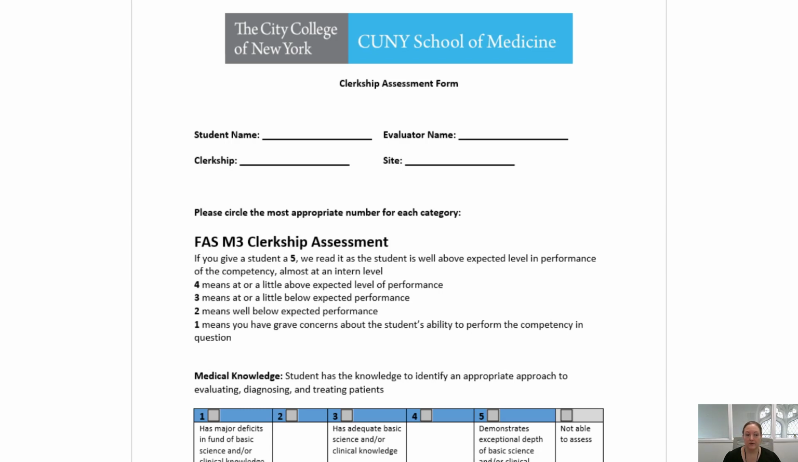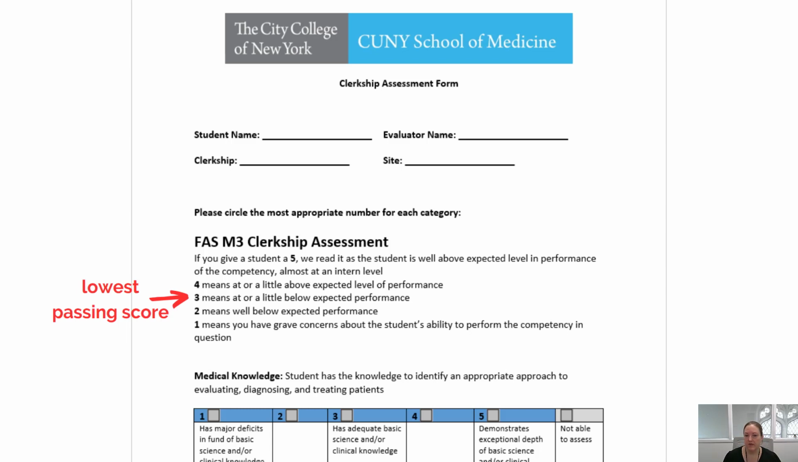4 means at or a little above expected level of performance. 3 means at or a little below. 2 means well below expected performance. And if you give a student a 1, that means you have grave concerns about the student's ability to perform the competency in question. Of note, 3 is our lowest passing score.